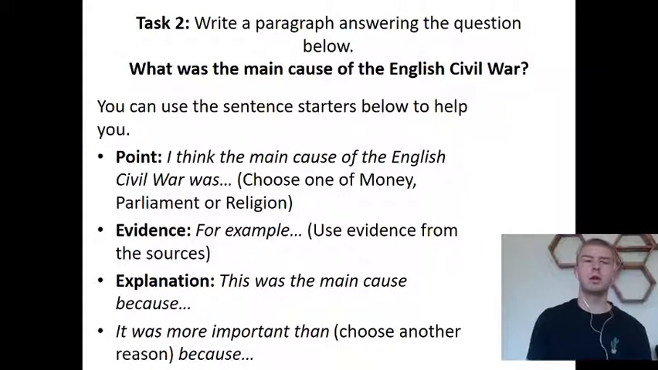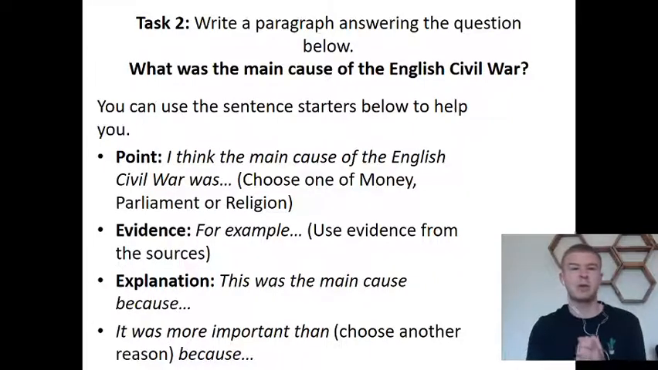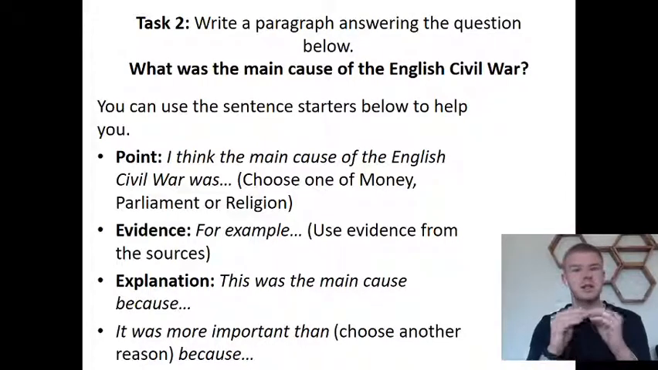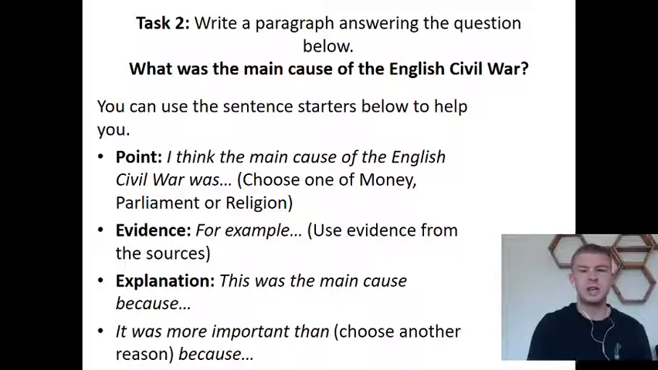So once you've done that, your task 2 is to write a very brief paragraph answering the question below: what was the main cause of the English Civil War? I've got some sentence starters there to help you. As always with our history paragraphs, it's helpful to do a point, then give some evidence, and then explain why you've put that. So you could say, I think the main cause of the English Civil War was, and then choose money, Parliament or religion, or you might even look at those cards and think, actually, I can think of my own reason. Then give some evidence, use some examples from the source.